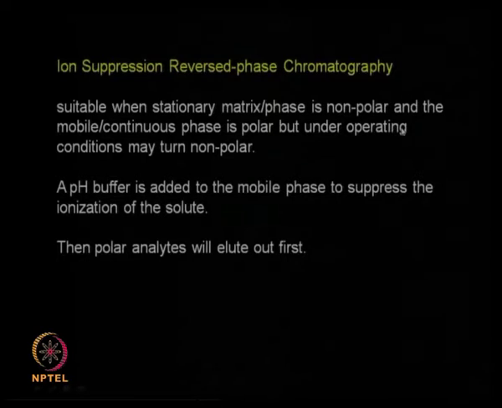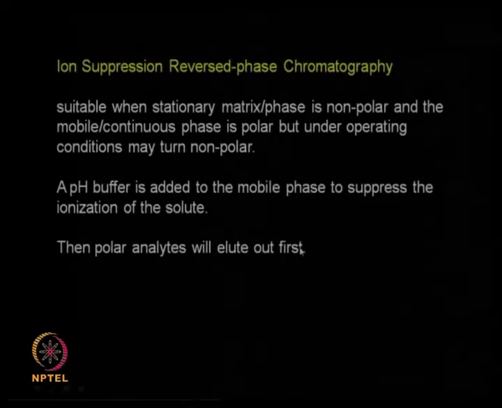So by adding a pH buffer, we are preventing the ionization of the solute in the mobile phase, and then we are using a non-polar stationary phase. So what happens? The polar analytes will elute out first, non-polar analytes will elute out later, because your stationary phase is non-polar, that is why you have the reverse phase. So the ion suppression is achieved by adding a pH buffer, so it prevents the ionization of the solute, okay, and then you have a reverse phase stationary phase, so the polar analytes will be coming out first.